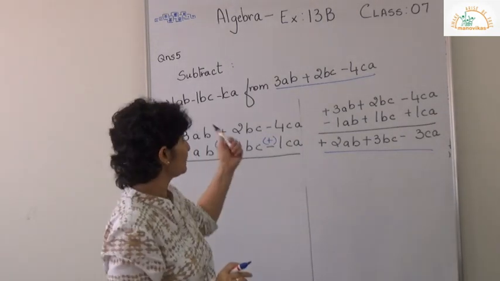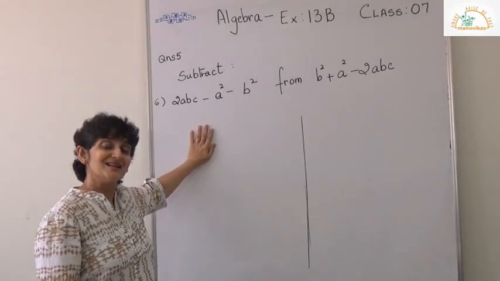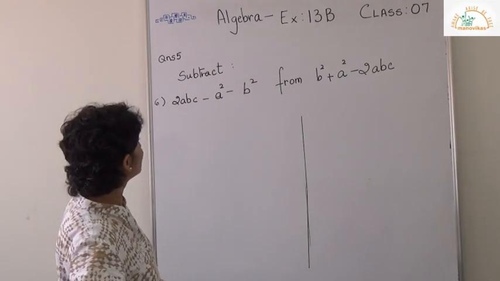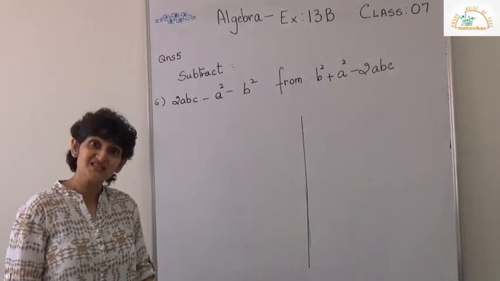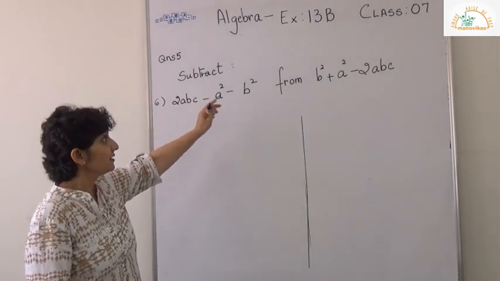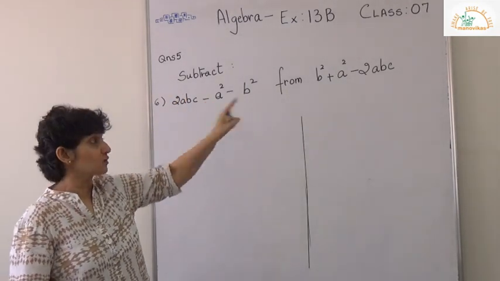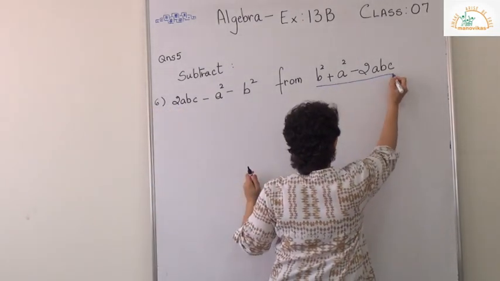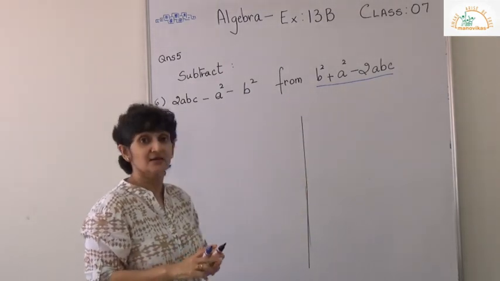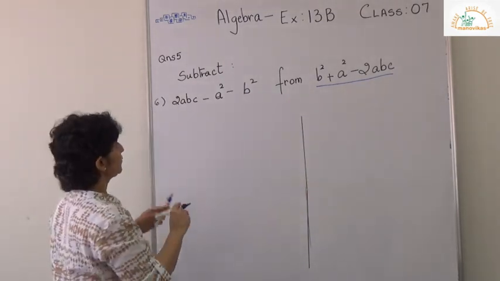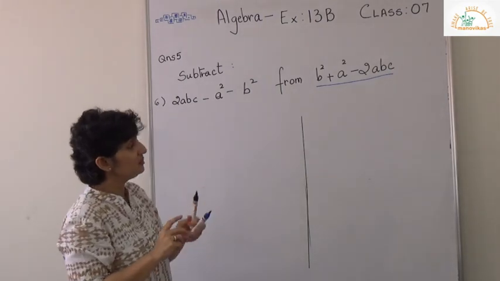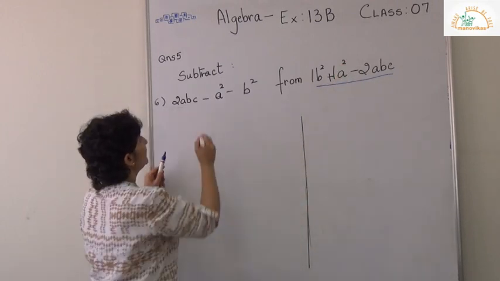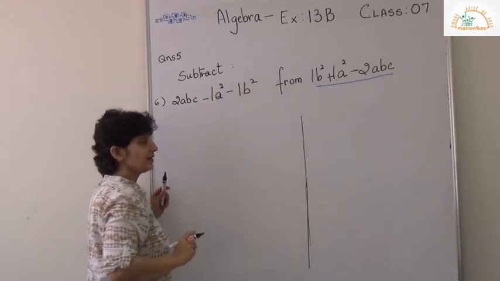We do another sum from the same question. Move on to the sixth sum from question 5. Again, you have 2ABC minus A squared minus B squared. You have to subtract this from B squared plus A squared minus 2ABC. I said from means always underline immediately the next number. So what do I get? Alright children. Now when you say B squared, what do I need? 1 here, 1 here, right? Same way here, I get 1 here and I get 1 here too.